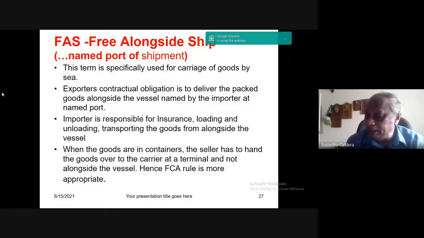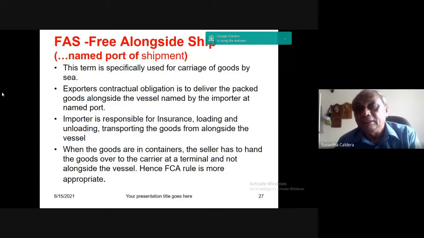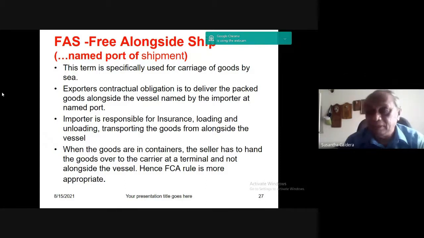But FCA is mainly for containerized cargo. Then FAS, free alongside ship. Is it under any mode of transport, or carriage by sea and inland waterway? Carriage by sea and inland waterway. That's free alongside ship. A plane cannot come and do this. Right? Okay.